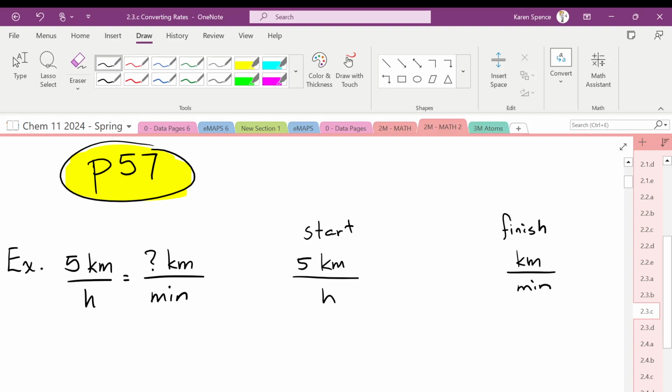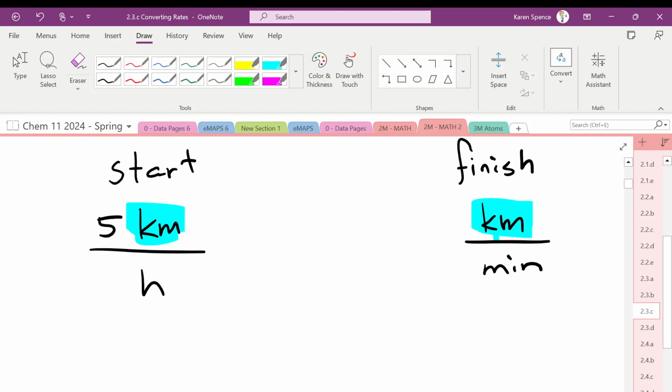Do I want to convert any of the top part? Or should I leave it alone? Do I want to convert any unit in the numerator? Do I want to convert kilometers into anything else? No, it's staying the same. So the only part I need to convert is in the denominator, okay?